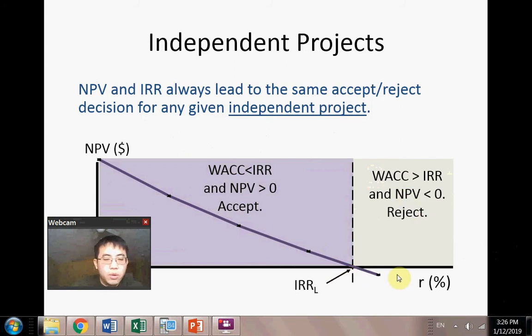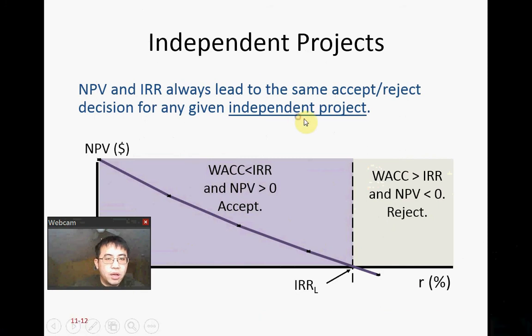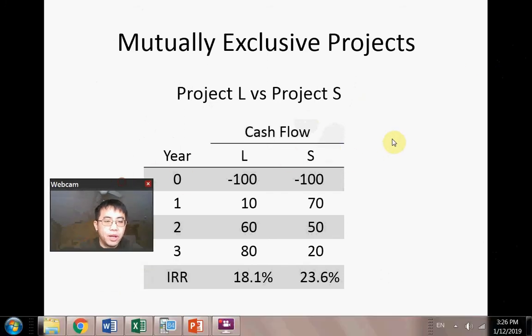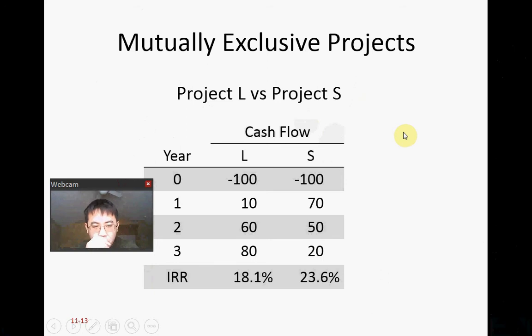Okay, but what about if you have two projects that are mutually exclusive from one another? You want to choose the better one. Okay, you have two projects, L and S. You want to choose only one of them. Okay, definitely you want to choose the one with higher NPV or higher IRR. And if you look at these two cash flows, you will see that project S gives a higher IRR. Okay, so you can verify that using your calculator.